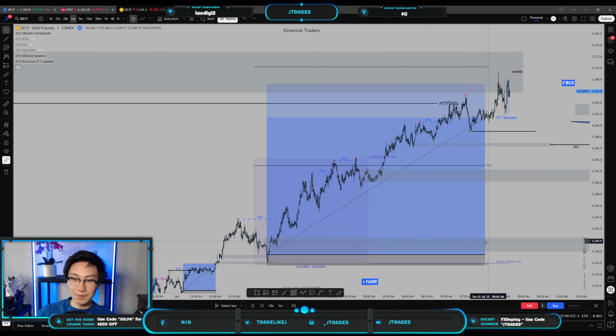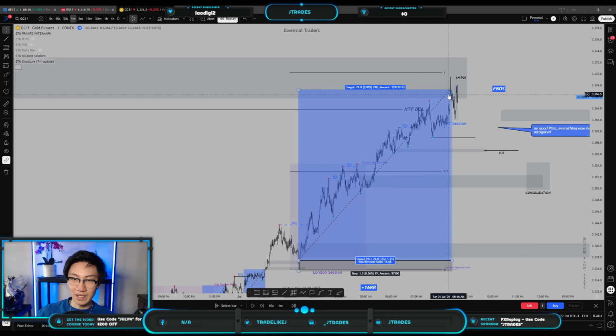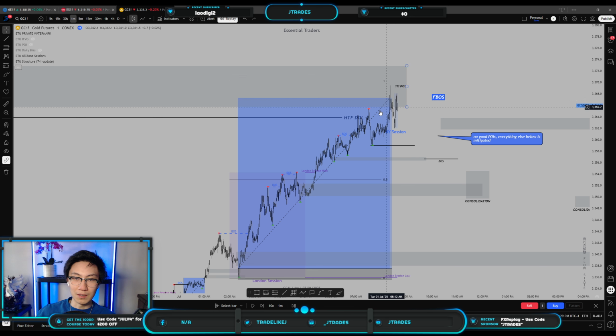So this is just an example of a 16 risk reward trade that literally hit basically at 1 hour PY above, as you can see. So hope you guys do enjoy today's little trade recap.